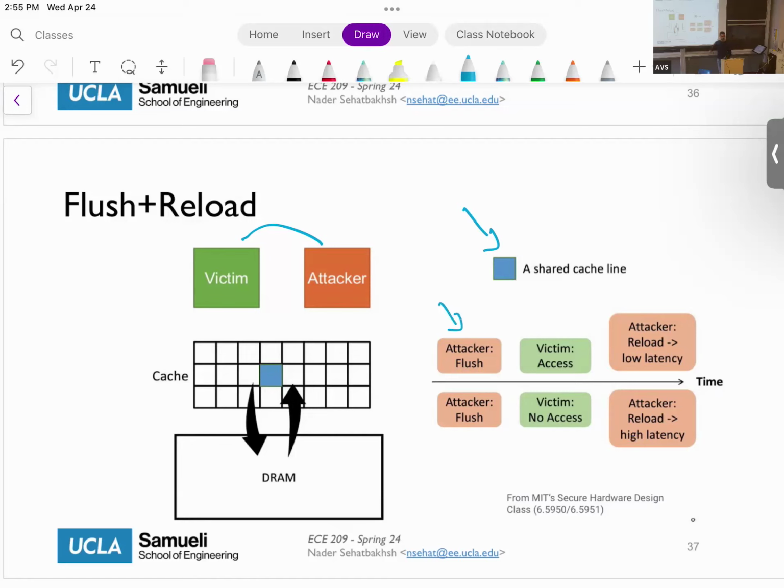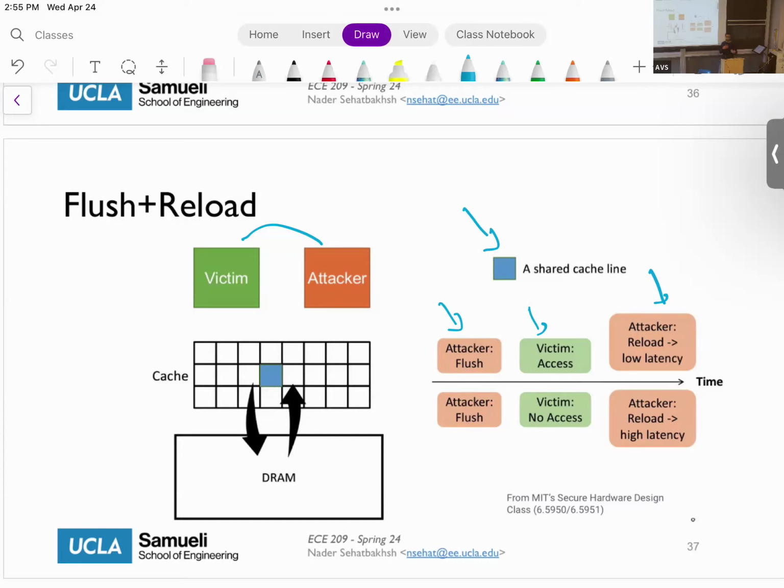The attacker can force that line to be flushed. There's a particular instruction in x86 called CLFLUSH that can do this. So it flushes to the DRAM. The victim is going to access, the attacker is going to measure. Two possibilities: either the victim accesses the same line, which means now it will be a hit, or the victim didn't access that line, then that would be a miss, right?